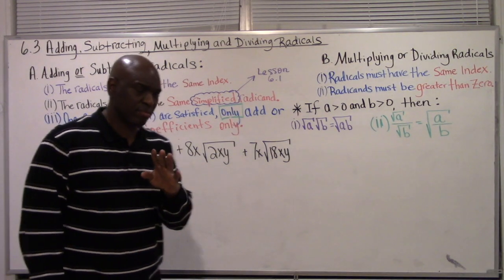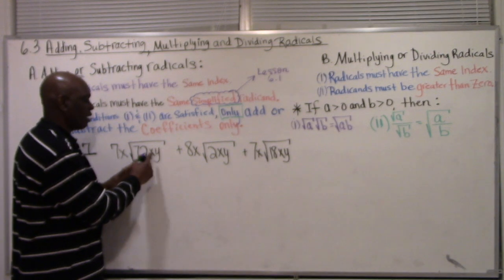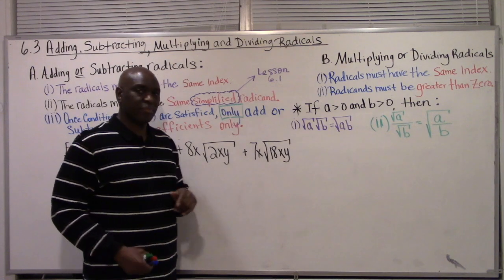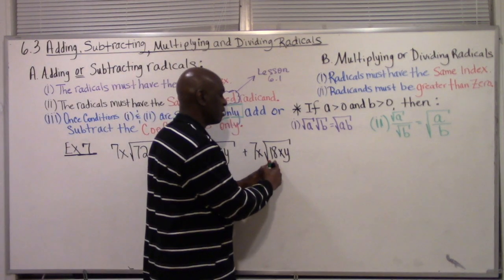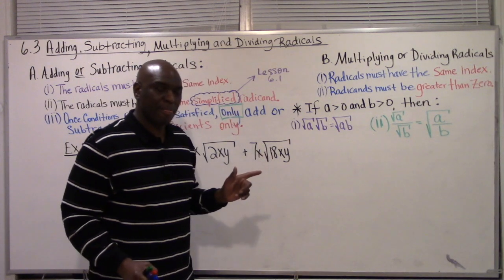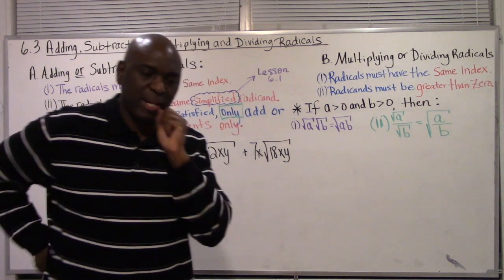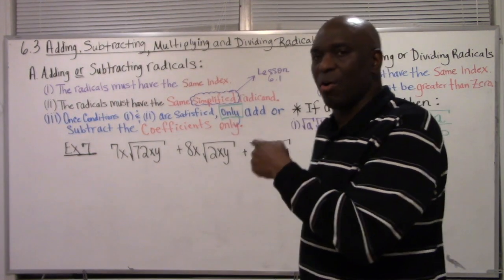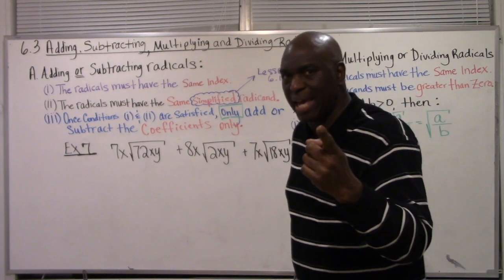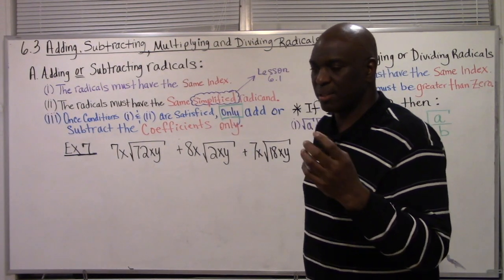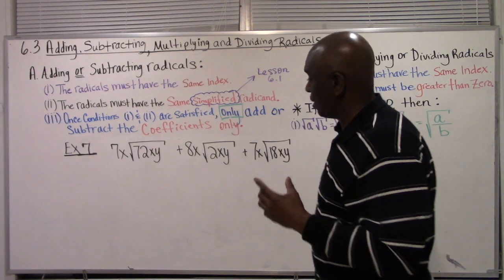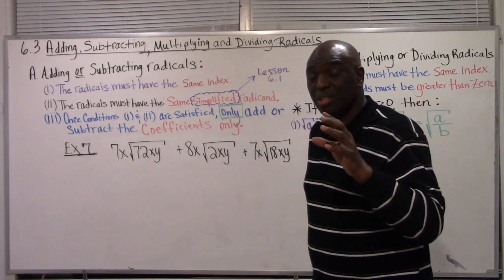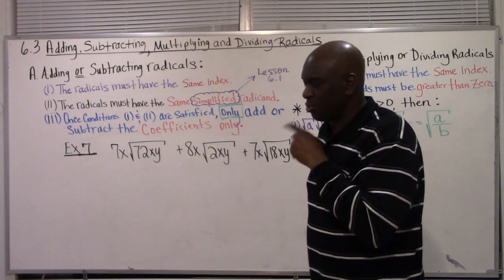Now watch this. 72xy. 2xy. 18xy. They almost have the same radicands because they all have something in common. They all have an x and they all have a y in the radicand. You see that? They all have an xy. The only thing that's different are the coefficients of xy. You see that? Look.